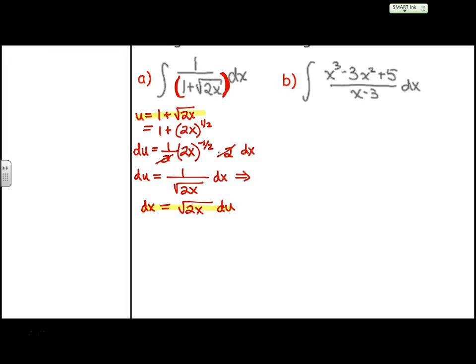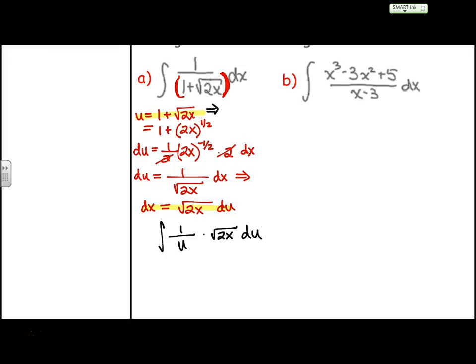So we have the integral. Let me make it black so it sticks out. The integral of 1 over u times square root of 2x du. Wait a minute. Are we allowed to integrate right now? No, because we still have an x in there. Wait, what do we always do when we have an x that's stuck? We go do the crazy integration, right? Go solve for x.